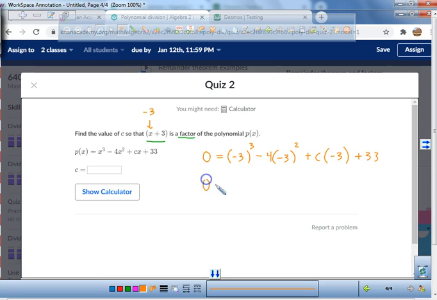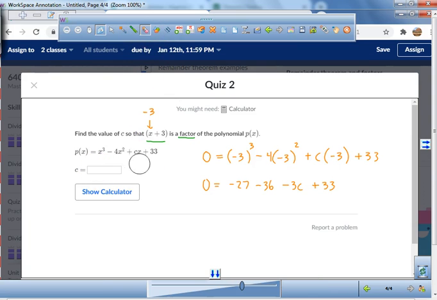So here's what we get. We get 0 equals, this becomes negative 27. Negative 3 times negative 3 is 9. 9 times negative 4 is negative 36, minus 3c plus 33. Now, if you're wondering what I'm doing, literally, I have to plug in here and here and here. I got to plug in that negative 3 so that I can solve for c.